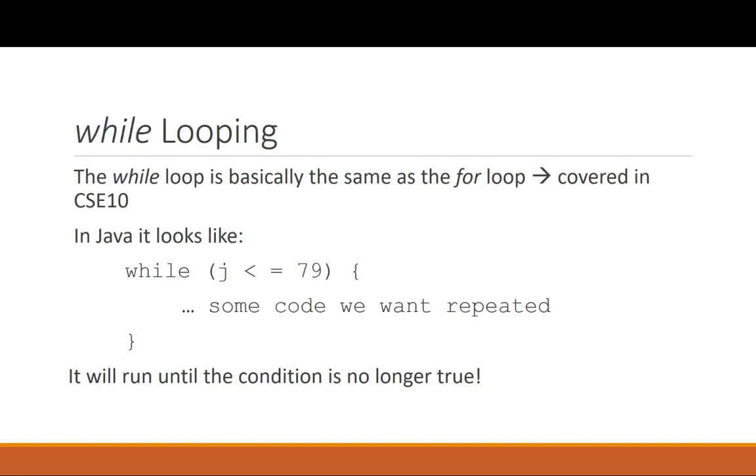The difference between for loops and while loops is that the condition for a for loop is set inside of it. In a while loop, we have to initialize the variable before, and we have to change the condition in the while loop itself.